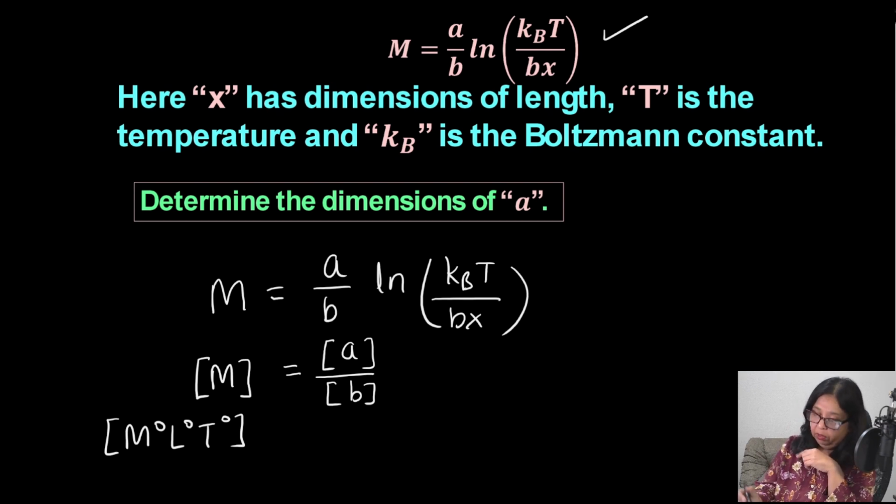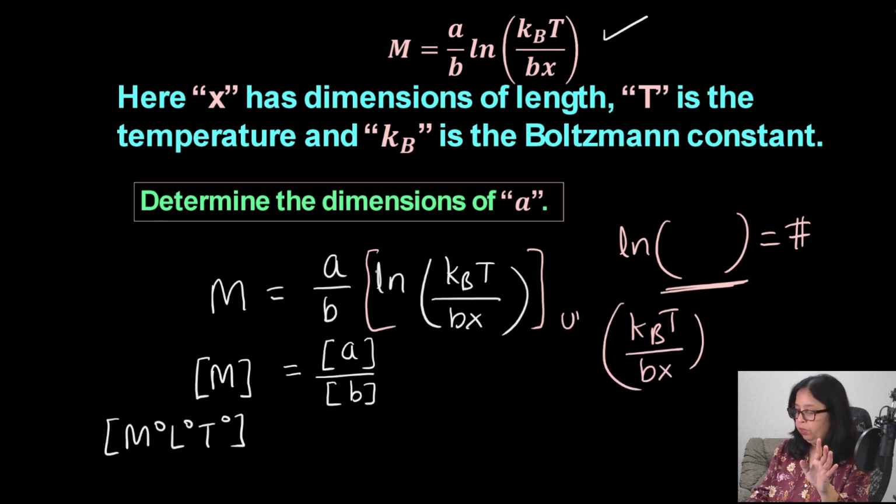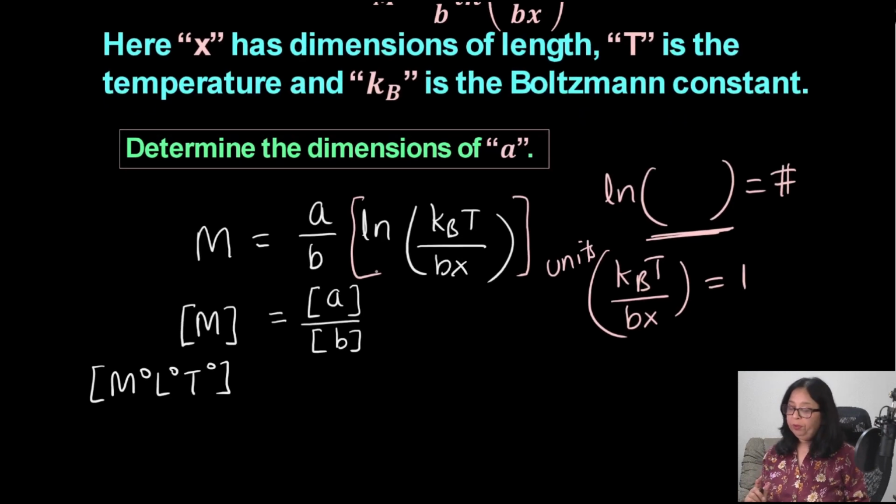Now, this is very important here. Natural log of anything is just a number. That means the units of the argument cancel out, or the dimensions of the argument cancel out. That means Kb T over Bx, if I put in the units or the dimensional formula of these things, this will give me 1. This is a very important point.